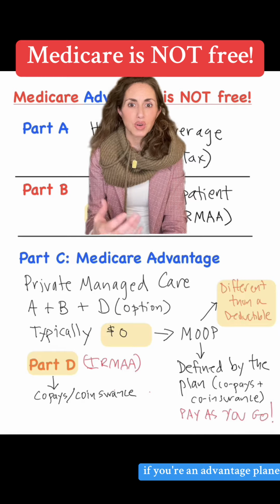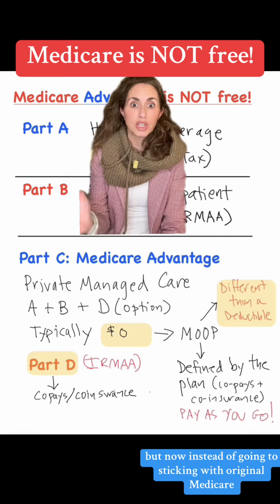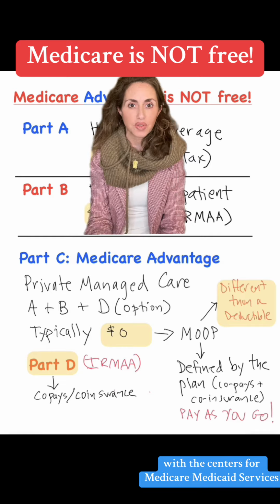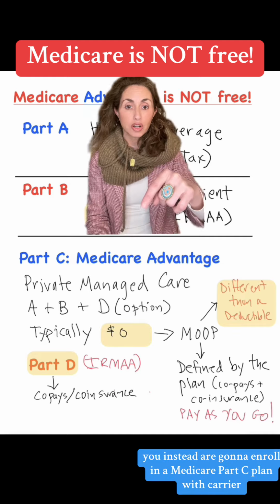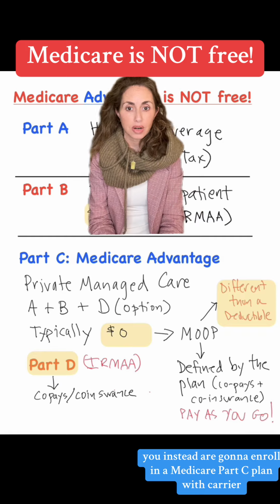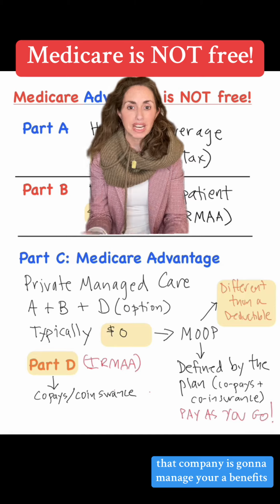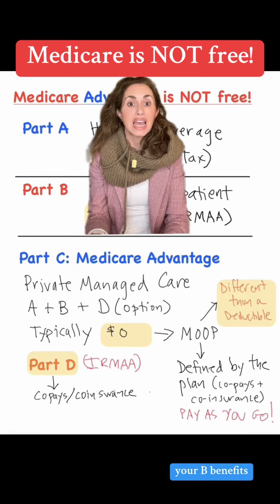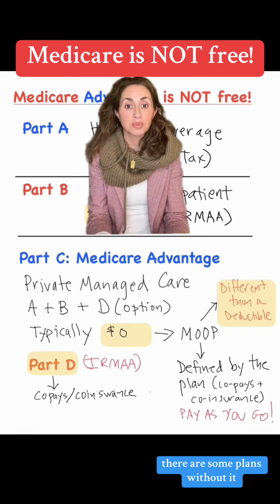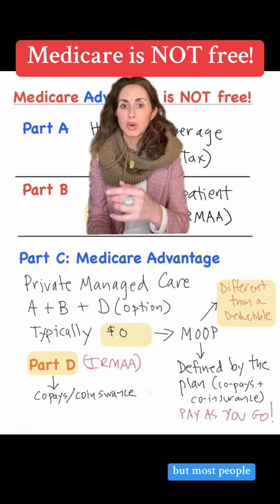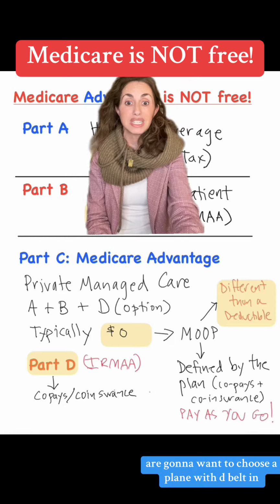So as I mentioned, if you're in an Advantage plan, you still have to enroll in A and you have to enroll in B. But now, instead of sticking with original Medicare with the Centers for Medicare and Medicaid Services and getting a supplement and a Part D plan, you instead are going to enroll in a Medicare Part C plan with a carrier. So it's private managed care. In that plan, that company is going to manage your A benefits, your B benefits, and most of them have Part D, the prescription drug coverage, built into the plan. There are some plans without it, but most people, unless they're in the VA or have some sort of other coverage for prescriptions, are going to want to choose a plan with D built in.